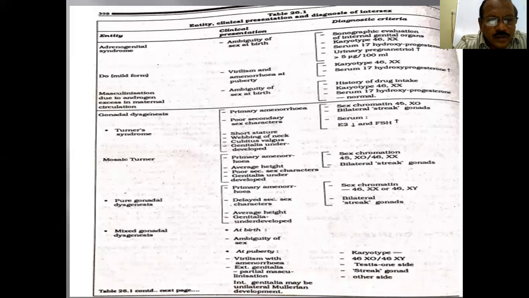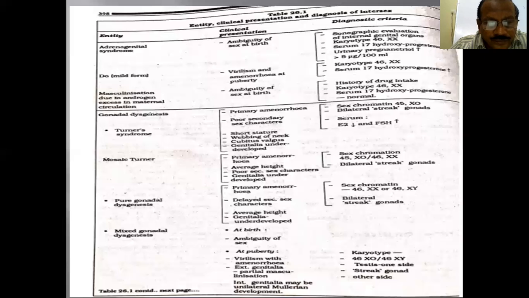Coming to mixed gonadal dysgenesis, at birth there is ambiguity of sex, at puberty virilism with amenorrhea, and the external genitalia are partly masculinized. Internal genitalia may show a unilateral Mullerian structure. This can be diagnosed by karyotyping 46XO/46XY, with a testis on one side and a streak gonad on the other side.